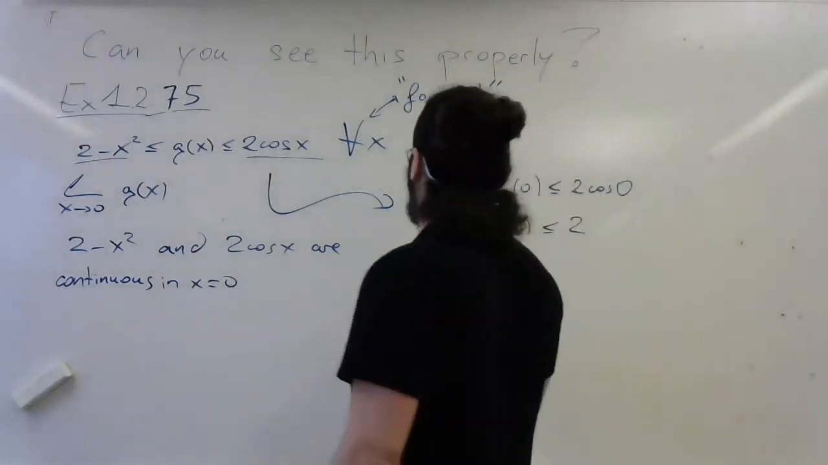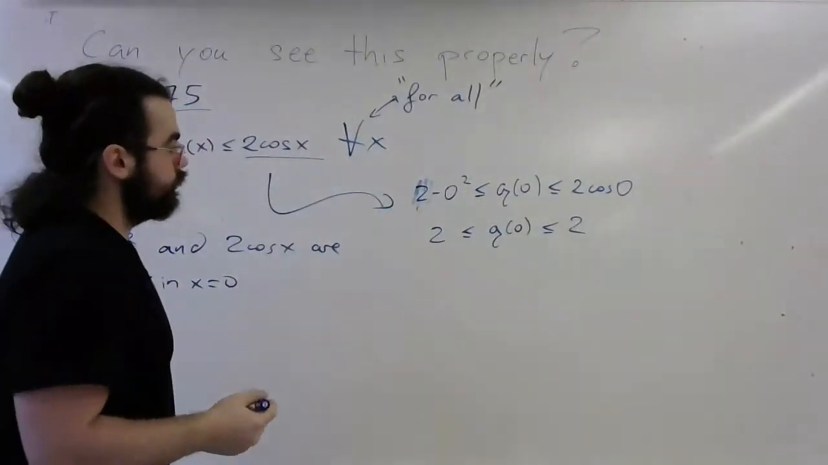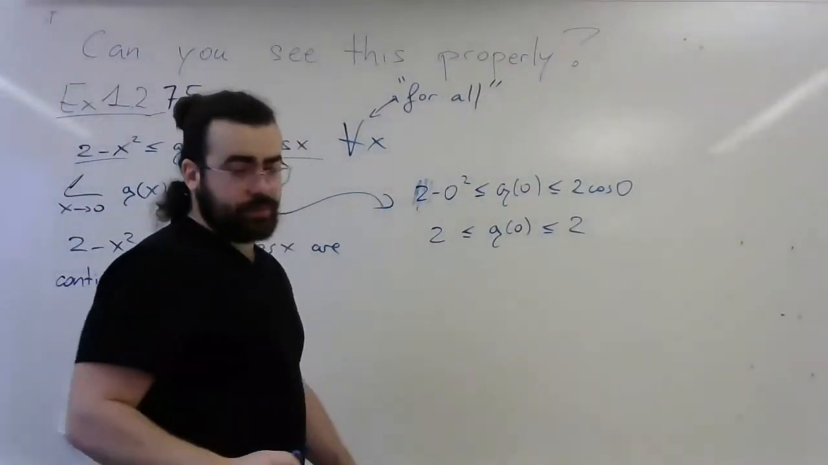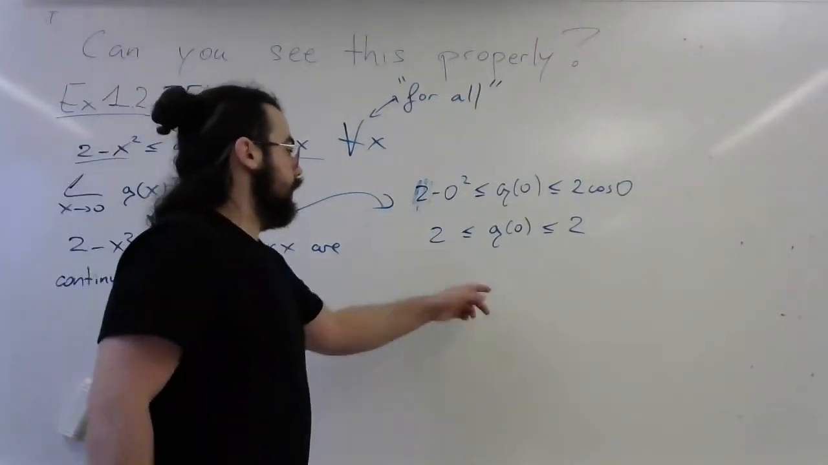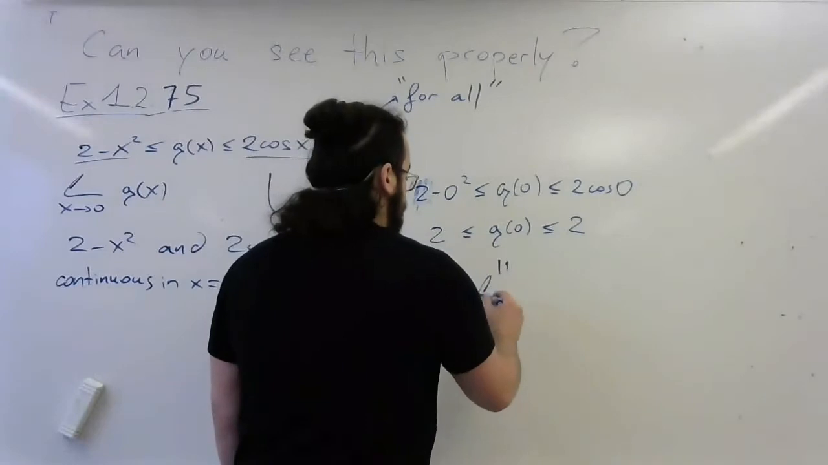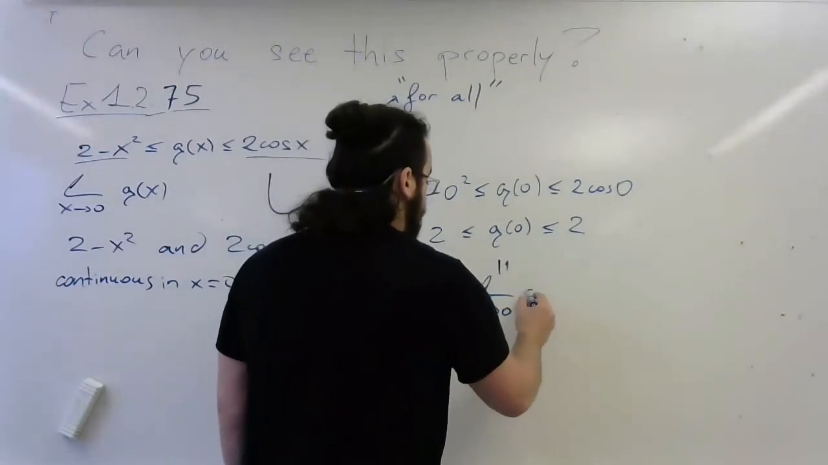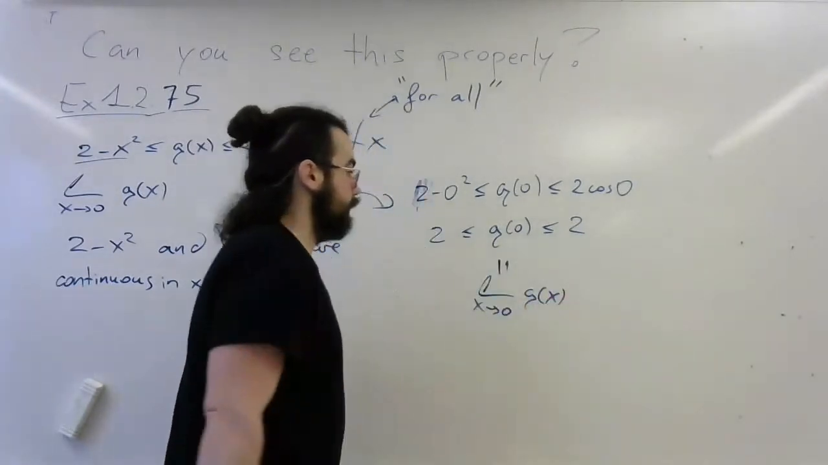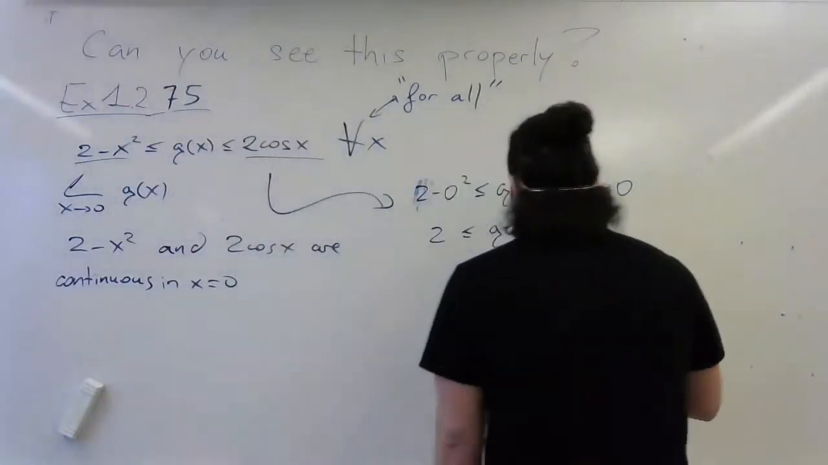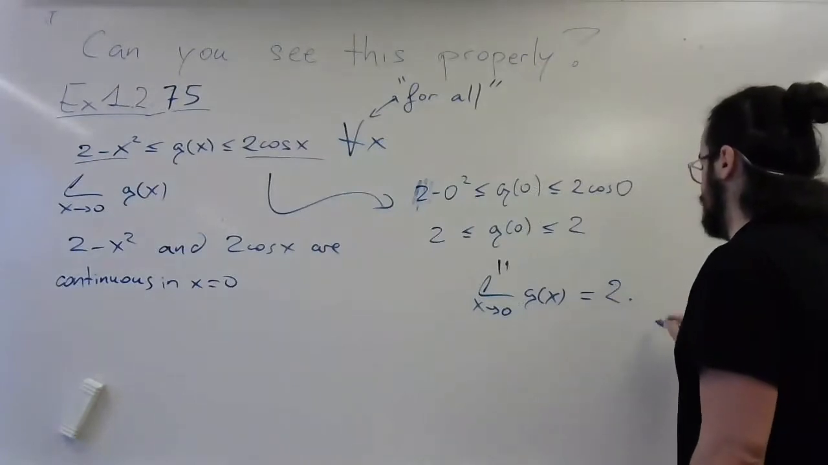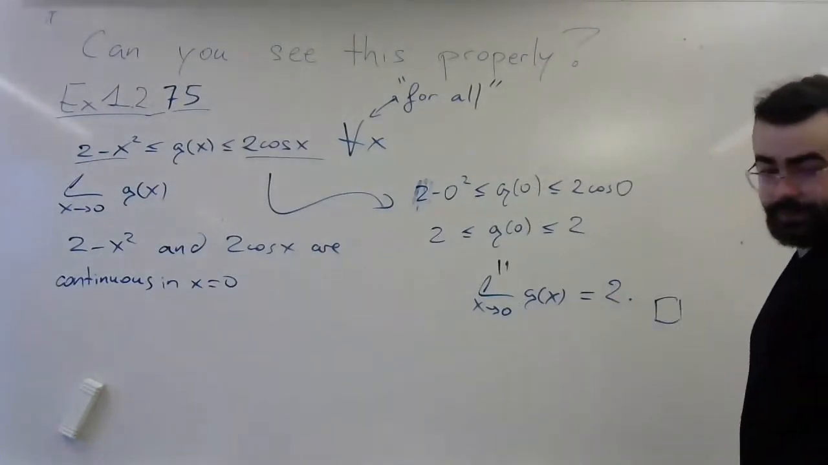If we treat this as a limit, if g is continuous, which we know, then this is equal to the limit when x goes to 0 of g of x. And so from this double sandwich inequality, we have that the limit of g of x is equal to 2.